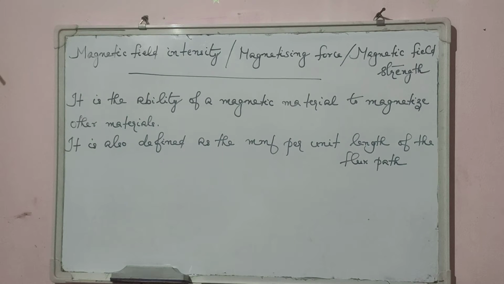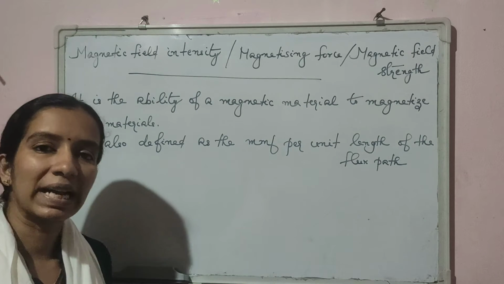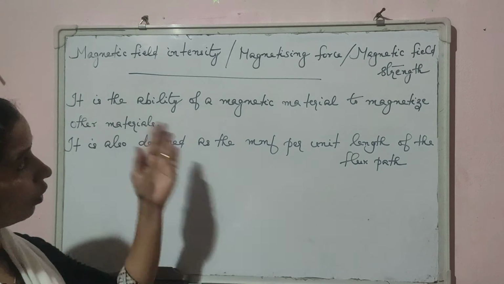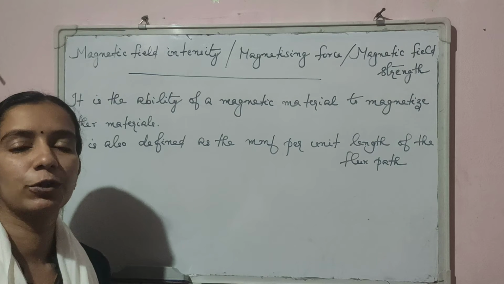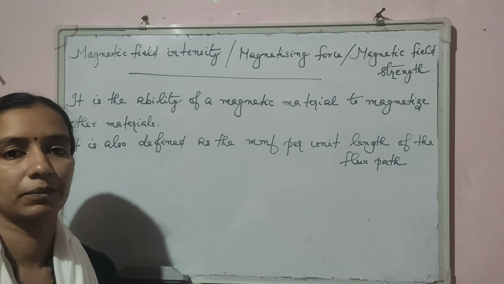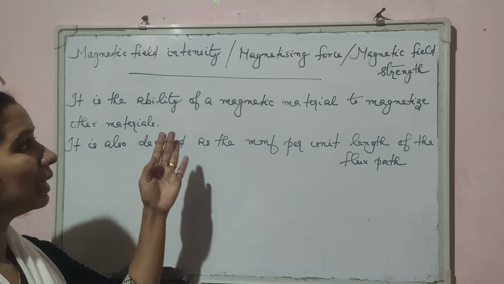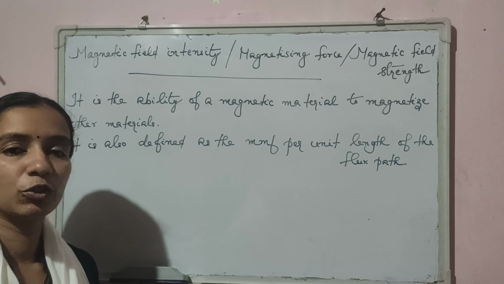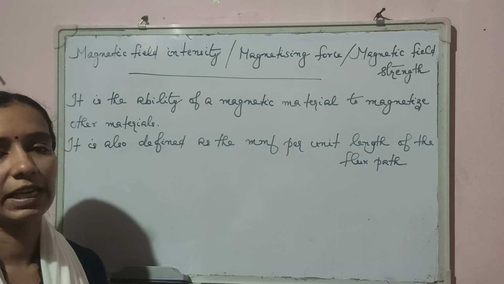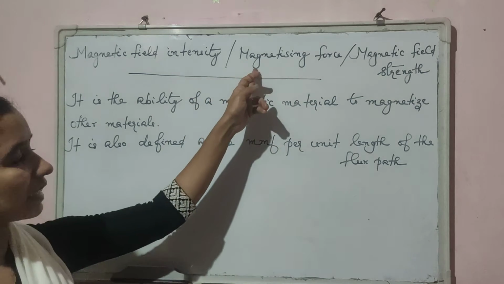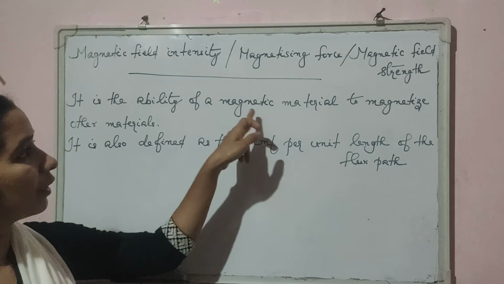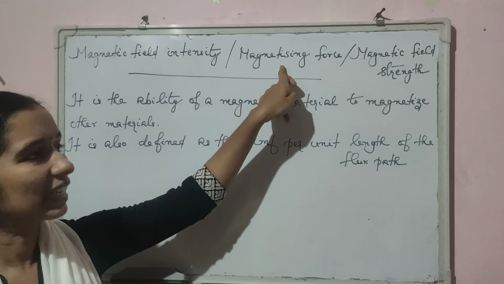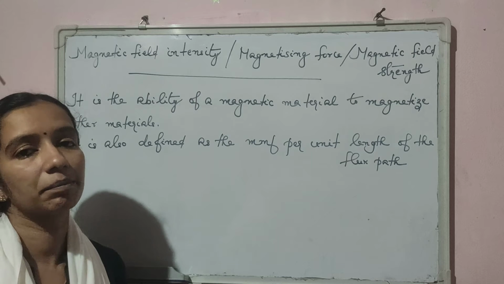Now moving on to the next term, which is magnetic field intensity. Magnetic field intensity is also known as magnetizing force or magnetic field strength. All are the same. It is the ability of a magnetic material to magnetize other materials. So magnetizing force is the ability of a magnetic material to magnetize another magnetic material.